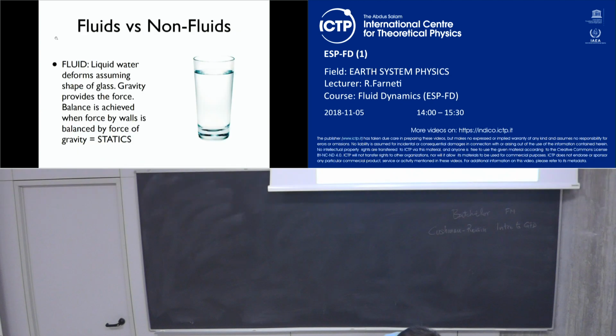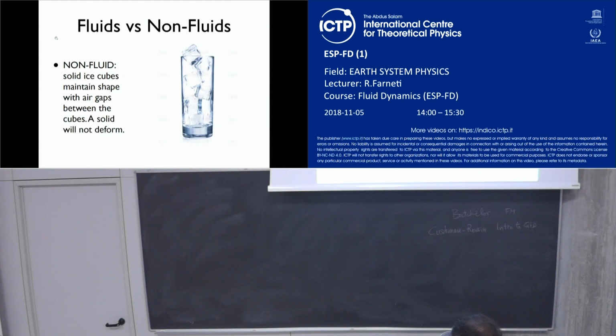Substance like shape of container, fluid versus not fluid. A fluid, for example liquid water, deforms, assuming the shape of a glass when you fill the glass. And gravity provides the force. We'll talk about statics today. So when the balance is achieved between the force by the walls and the force exerted by gravity, then the fluid is in static condition. The fluid in that glass of water doesn't move, therefore that fluid is in static condition. And static means there is a balance between forces, not that there are no forces, just that there is a balance between different forces. In this case, it's the forces exerted by the walls of the glass and gravity on the fluid.